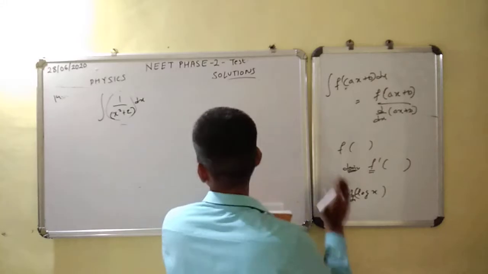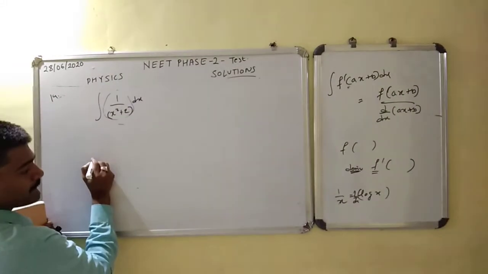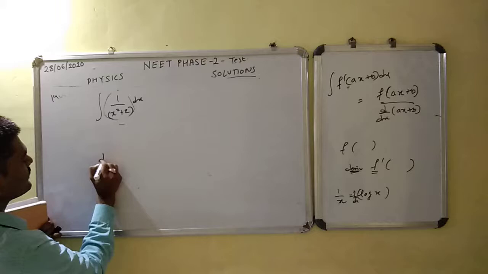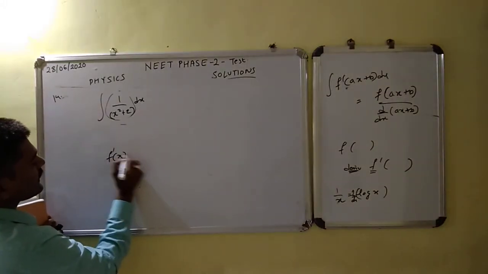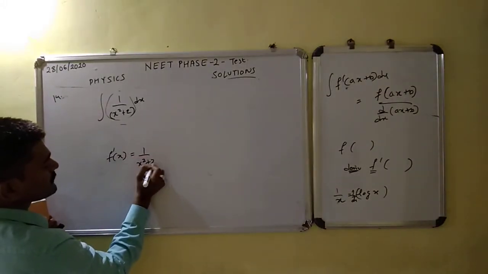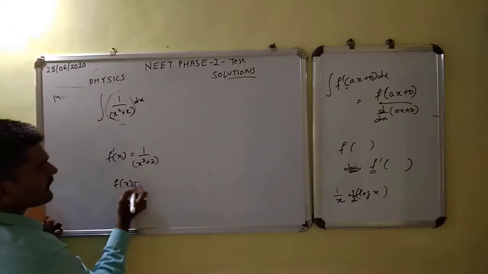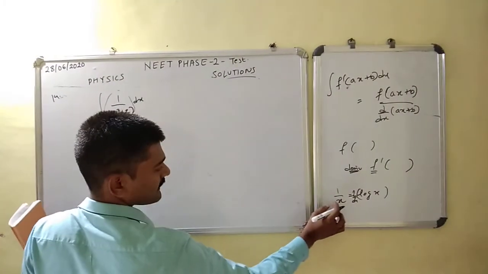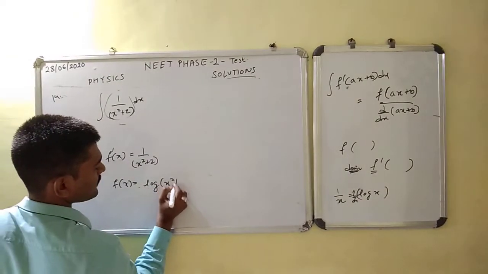Similarly, this is not x, this is a function. So here f dash of x will be 1 upon x squared plus 2. If we compare with this formula, then f of x becomes what? Like we have taken the main function. What is the main function? It will be log of x squared plus 2.